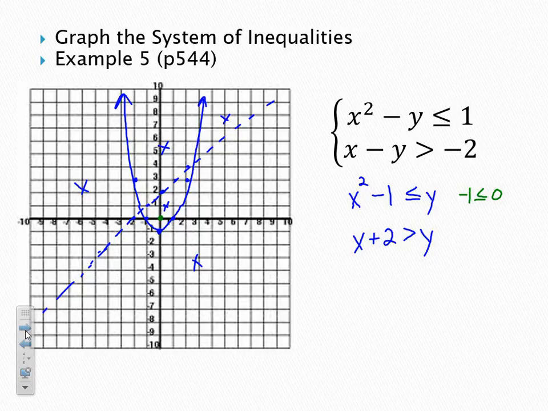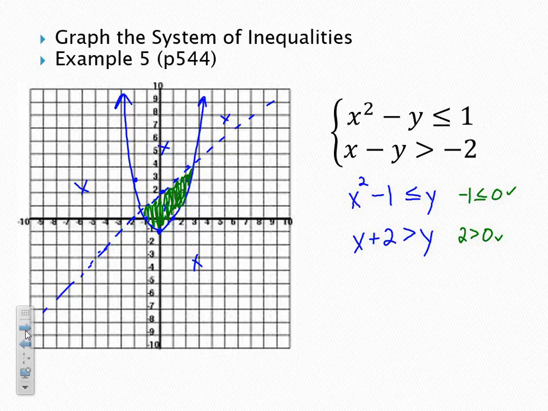But we need to make sure that it works with my second inequality as well. So if I plug 0, 0 in here, I end up with 2 is greater than 0. Well, again, that is also true. So this checks out, that test point of 0, 0 checks out for both inequalities. So this region, which contains the point 0, 0, would be my solution set.